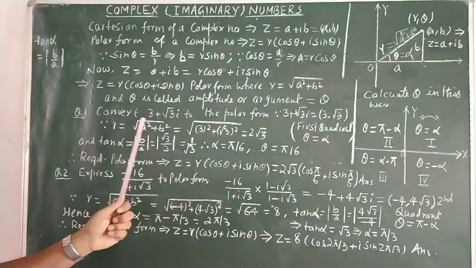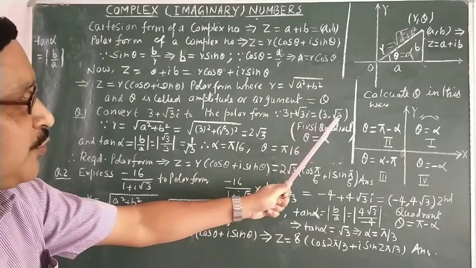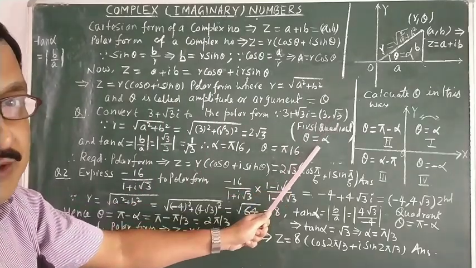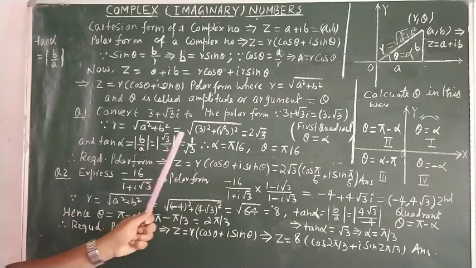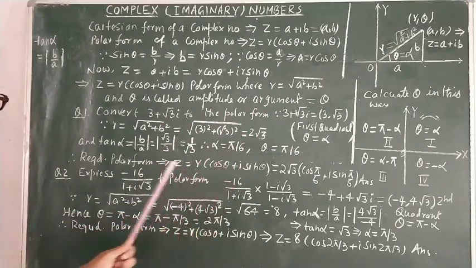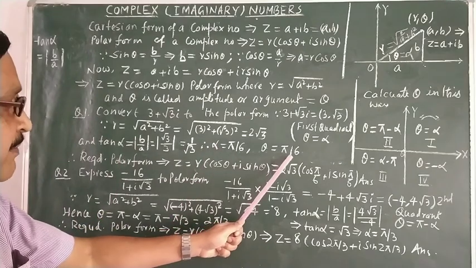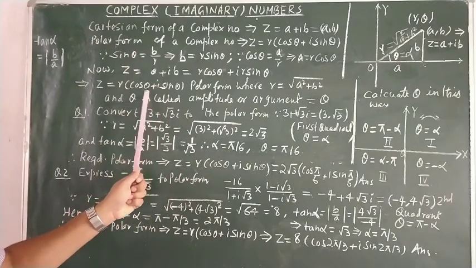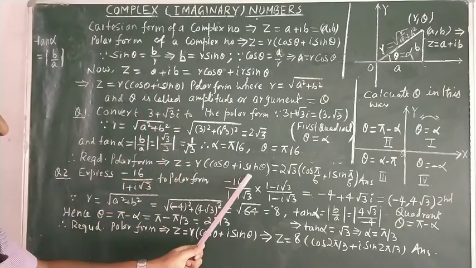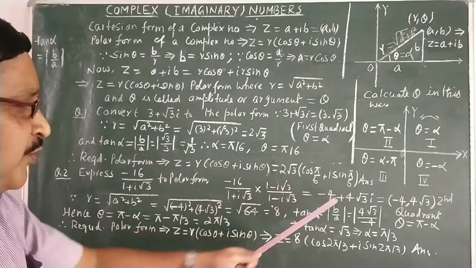Now first question, convert this to polar form. We know that 3 plus root 3 i is (3, root 3). This is the first quadrant where theta is equal to alpha. Now R is equal to root over A square plus B square. So we get R is equal to 2 root 3. And by the tan alpha formula, this gives alpha is equal to pi by 6. Now the required polar form is Z is equal to R (cos theta plus i sin theta). So put the values of R and theta, and we get the required polar form.